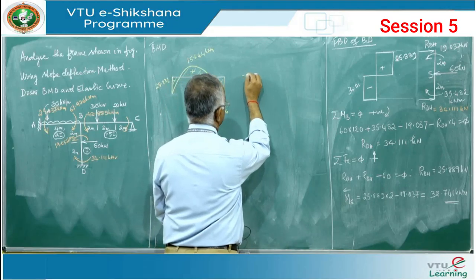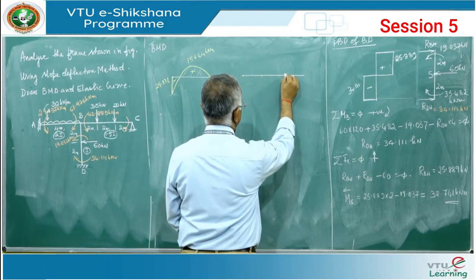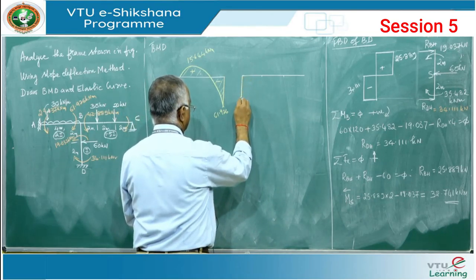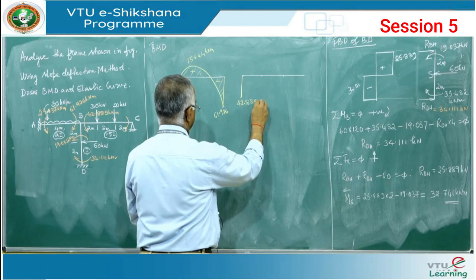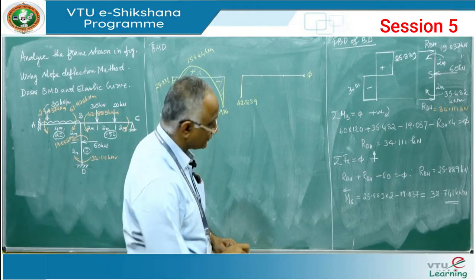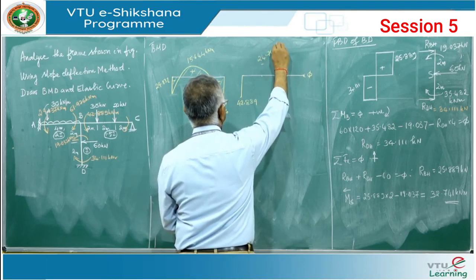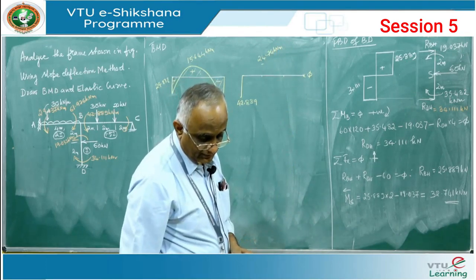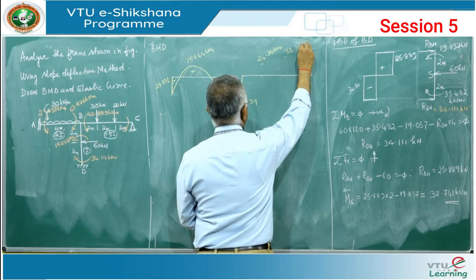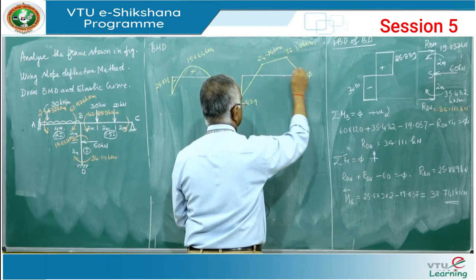Let me take it separately. The span BC, the moment on this side is 42.889 and here it is 0. I have two distinct values, 24.74 at this point under 30 kilonewton load, and under 20 kilonewton load it is 32.37. And since it is point loads, the variation will be linear.